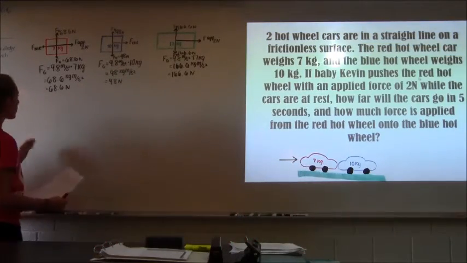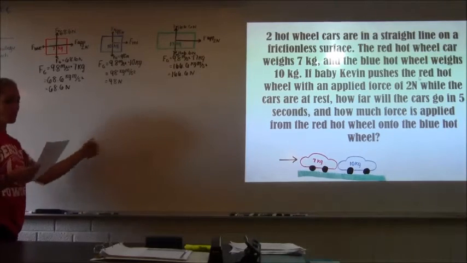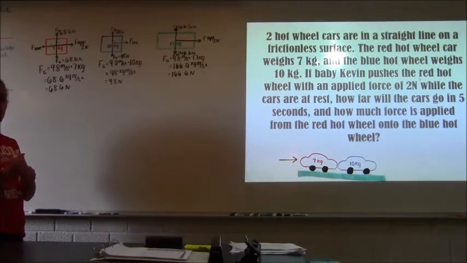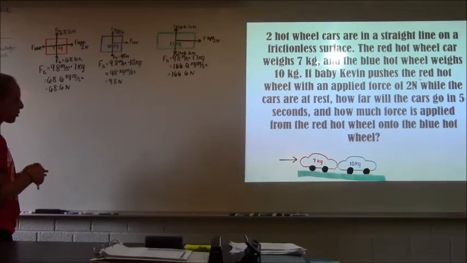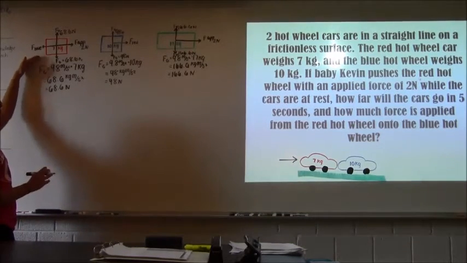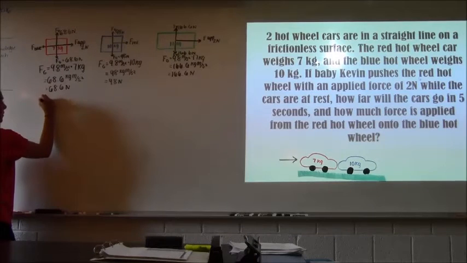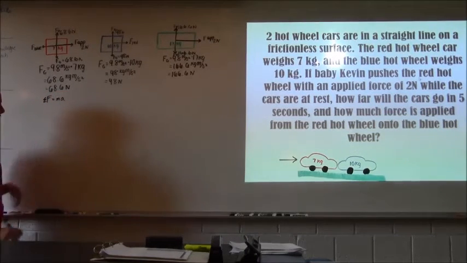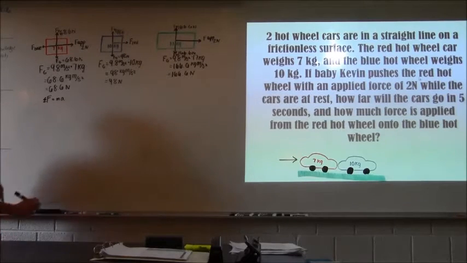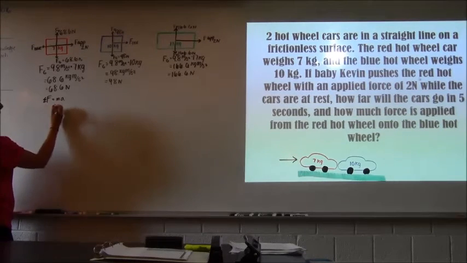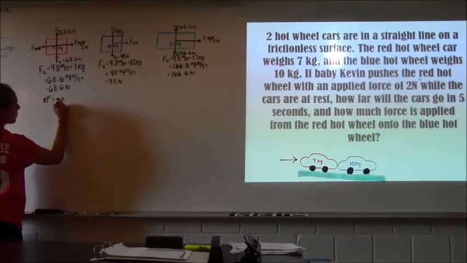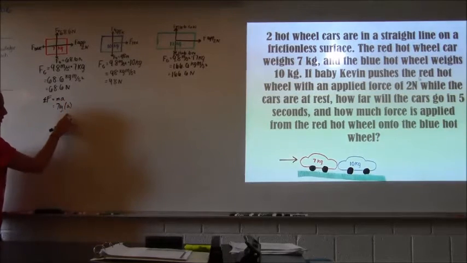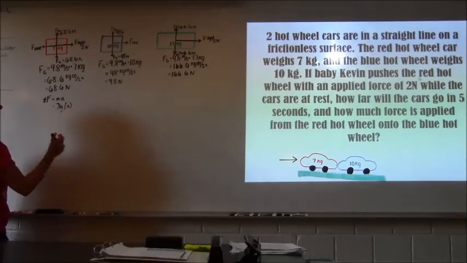Okay, so now that we have all this basic information that Alyssa found out for us, we can try to solve for the acceleration now. So, for the red car, the sum of the forces is equal to mass times acceleration. That's Newton's second law. So we know in this equation that the mass is 7 kilograms, but we don't know the acceleration yet, and that's what we're trying to find in this problem.